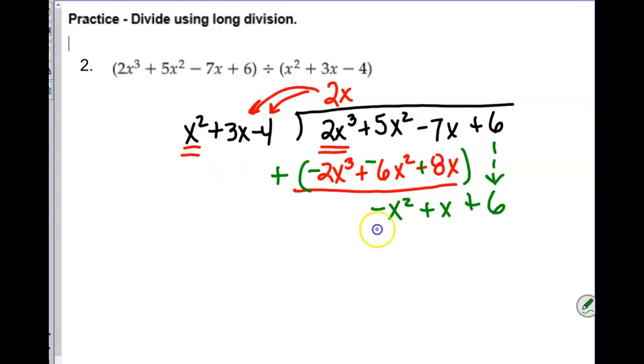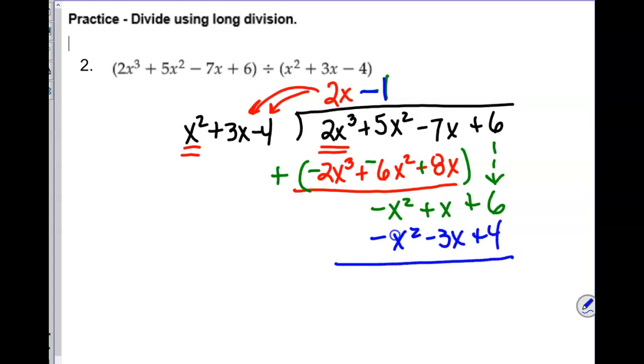Now, x squared needs to become exactly negative x squared, so I need to multiply it by negative 1. All of that up there by a negative 1 would become negative x squared minus 3x and a plus 4. If I add the opposite of all those, so change all my signs because then I can just add. This is 0, this is 4x, and this is 2.